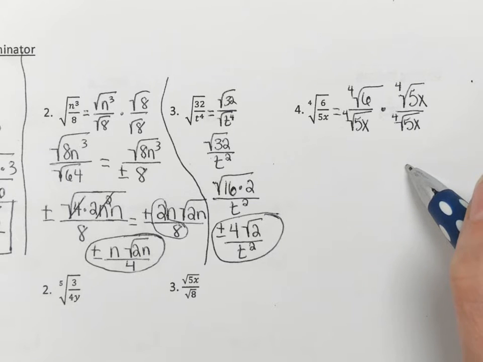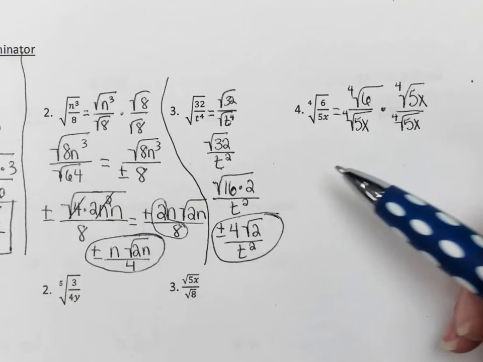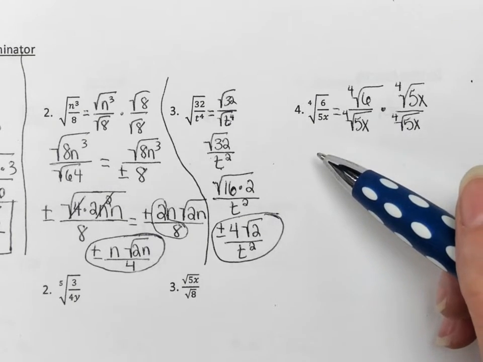Yes, ma'am. Why did we go from doing the bottom on top and bottom? We've always done the bottom on top and bottom. This one's simplified. The square root of t to the 4th is just t squared. That's why I didn't have to do it on that one.